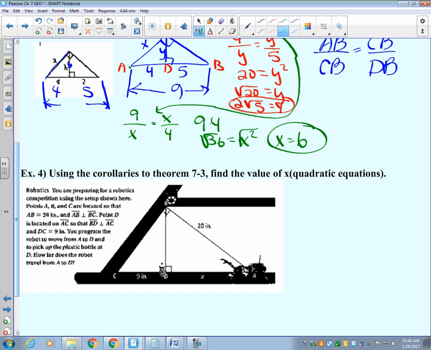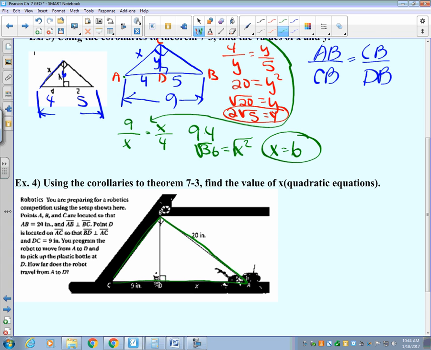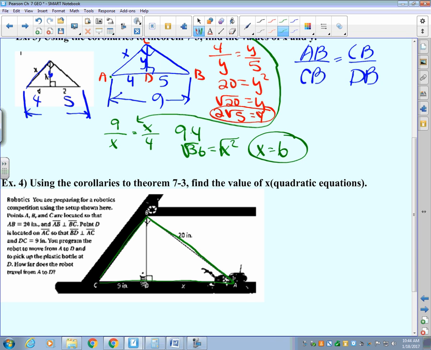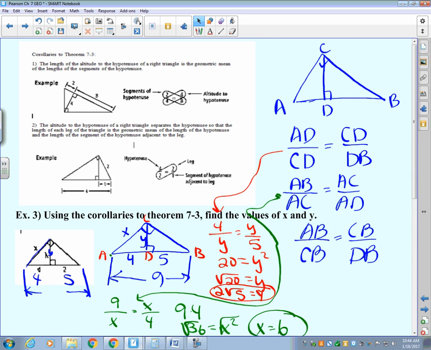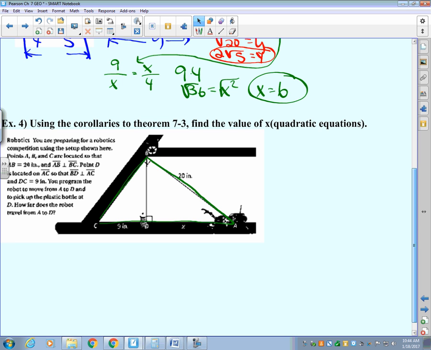So in this situation, we're preparing for a robotics competition using this setup here. I am going to relabel it so that it matches this one. So I'm gonna relabel it so we get A, C, B, if you guys don't mind. Does anybody object to that? I want it to be A, C, B, just like our picture that we've been fussing with. Does anybody object? And then D is still D.